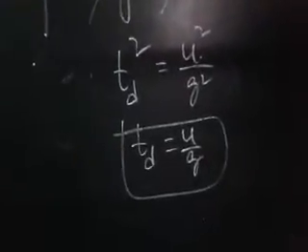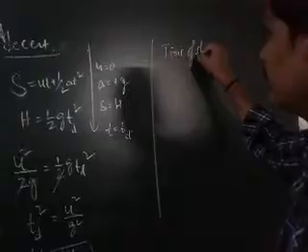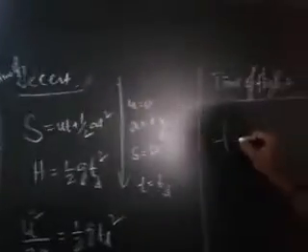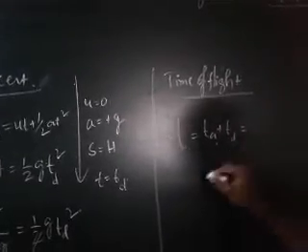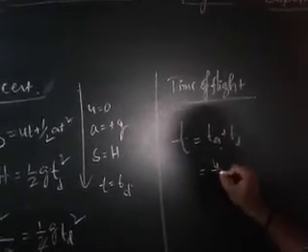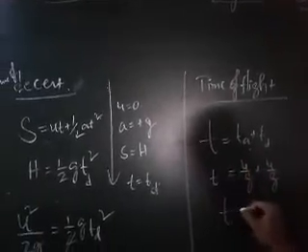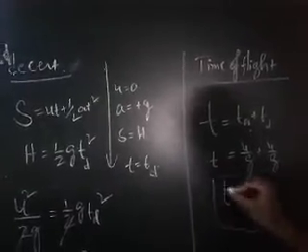So time of flight is equal to time of ascent plus time of descent. Therefore u by g plus u by g, so T is equal to 2u divided by g.